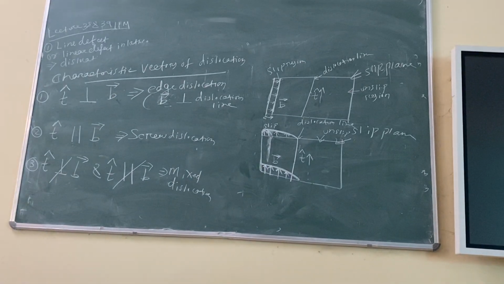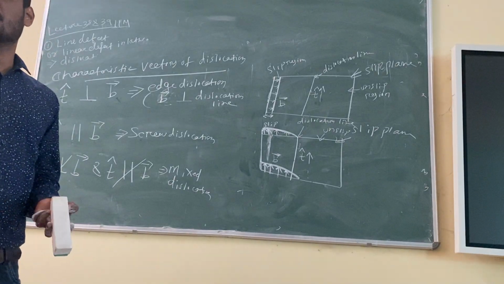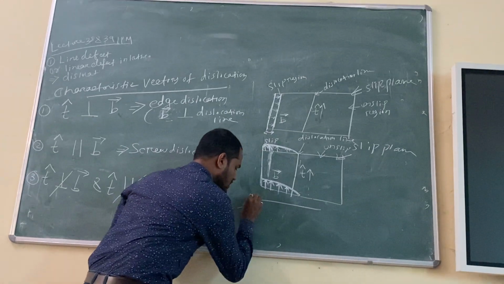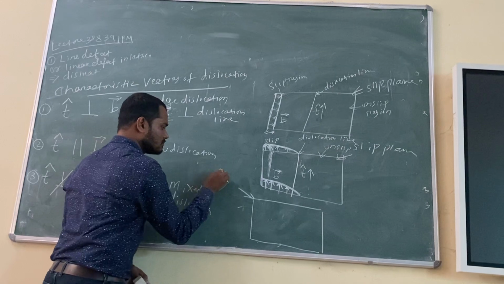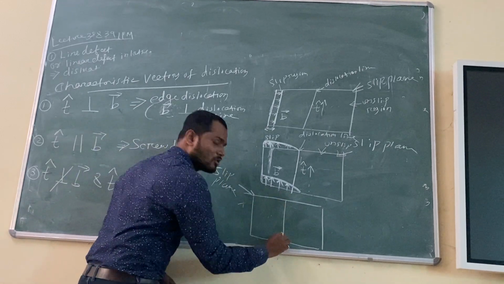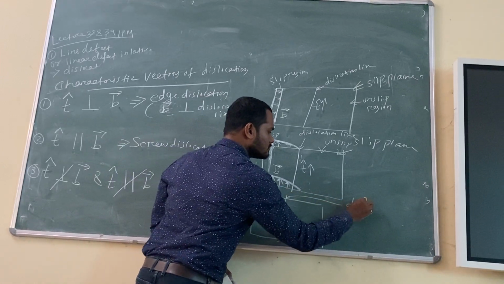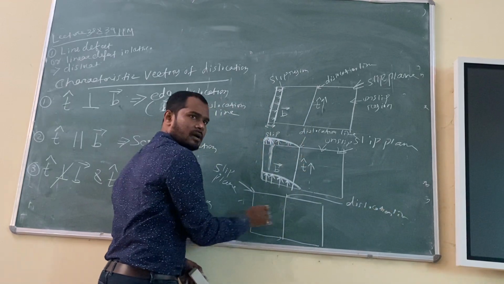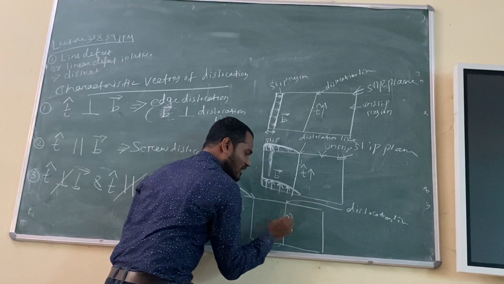Right? So the critical one will be mixed. It will be neither parallel nor perpendicular. Right? So you can draw again a slip plane. This is slip plane, and you have dislocation line, and you have slip and unslip region, right? And this is tangent vector.